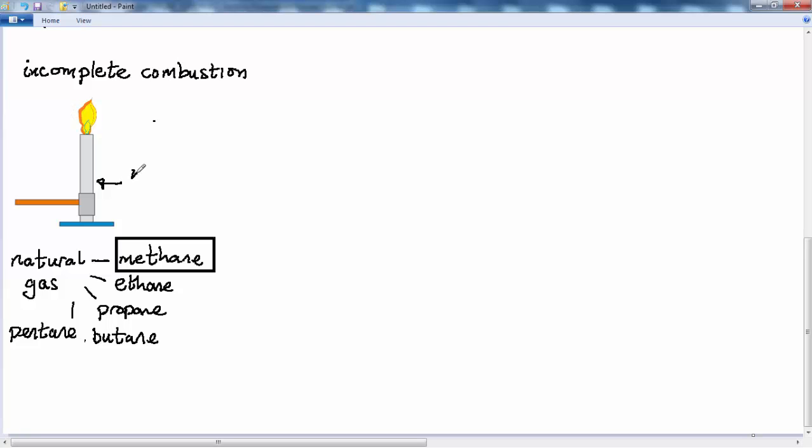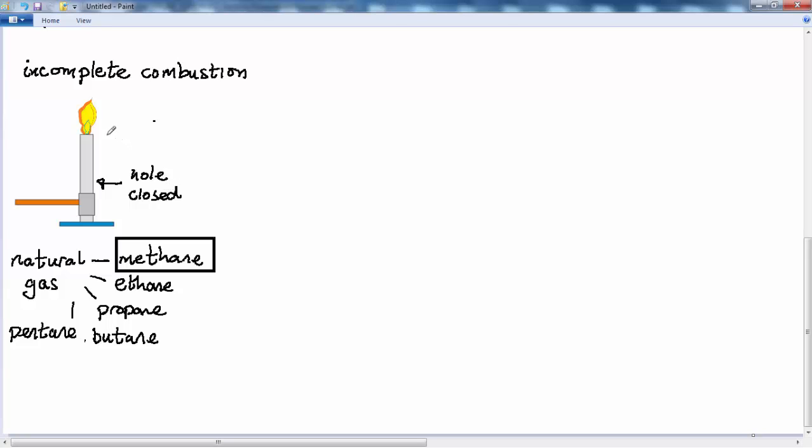So hole closed means a reduced supply of air, and this is the standard procedure whenever you have Bunsen burners in the laboratory and you're not actually using them. Then you close the hole so that the flames are visible and you're less likely to burn yourself.